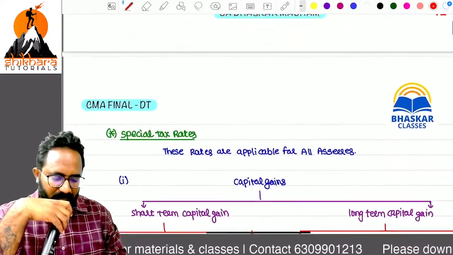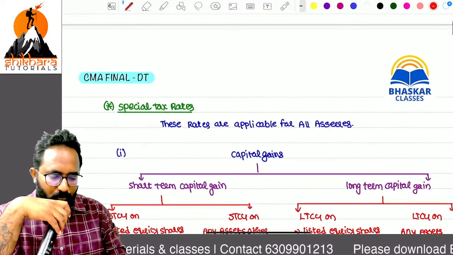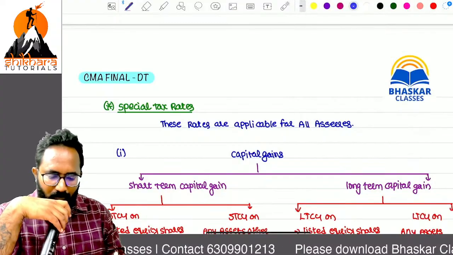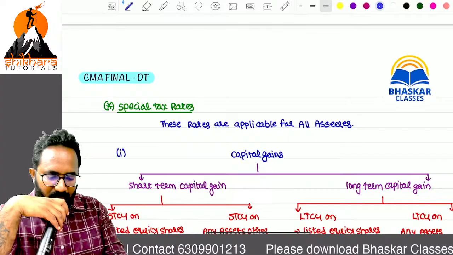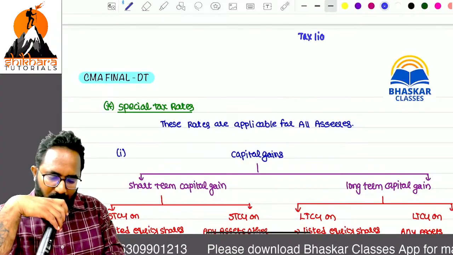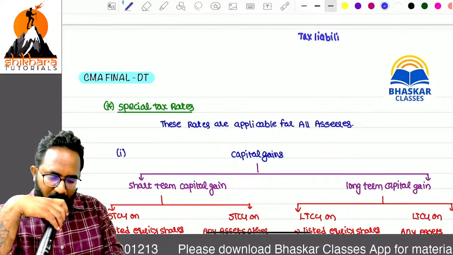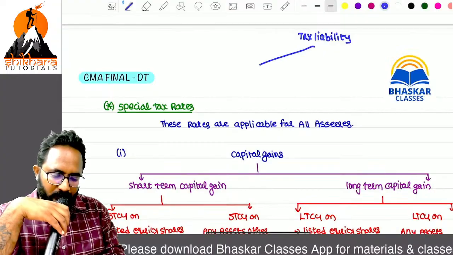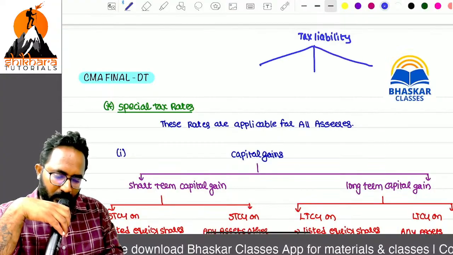I think in the previous session we discussed how to compute the tax liability. So already you have an idea about computation of tax liability. So can you repeat, ma? For calculation of tax liability, how many components do we have to add? Yes, 3 components we need to add.